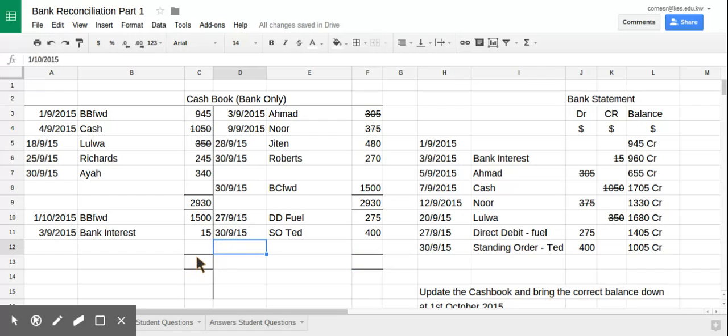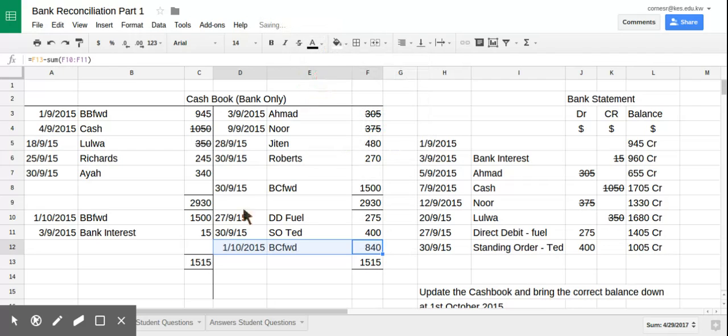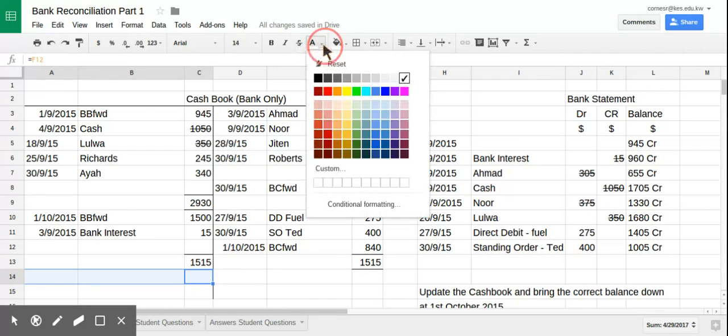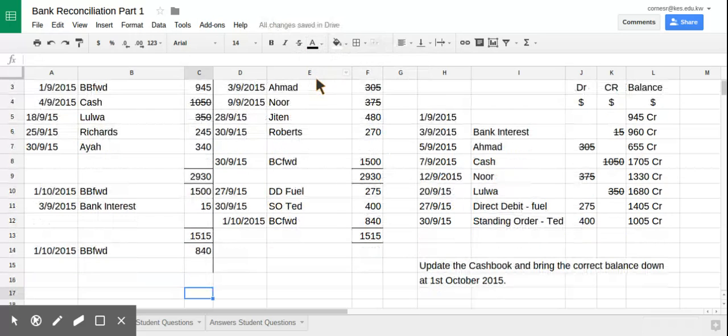Right, what we're going to do now is rebalance off our cash book and balance it off correctly on the 1st of October. So the bigger side is going to be the debit side at the moment. So make both sides 15,115. And then what we need to do after that is work out the balance carried forward, which is 840 on the credit side, and therefore the balance brought forward is an asset of $840.